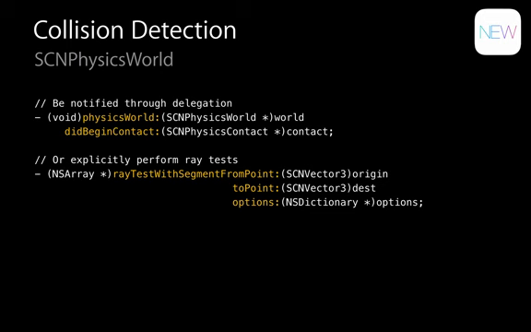We can also explicitly perform ray tests, and that's what we use to compute the altitude of the character. So we cast a ray and compute the intersection between that ray and the ground to calculate the altitude of the character.